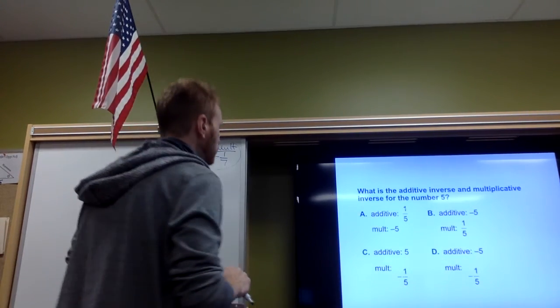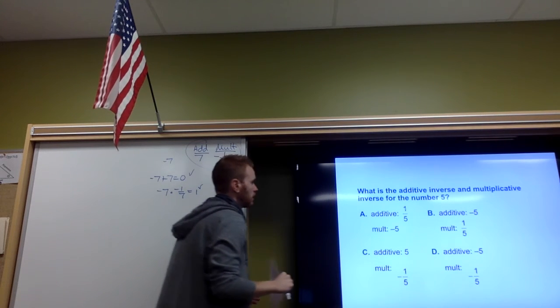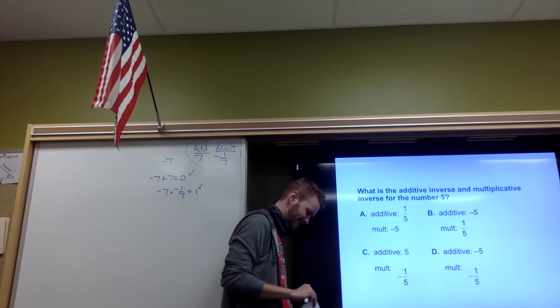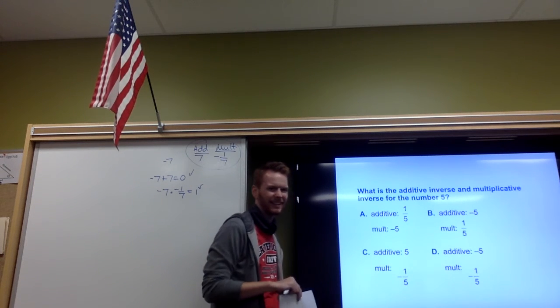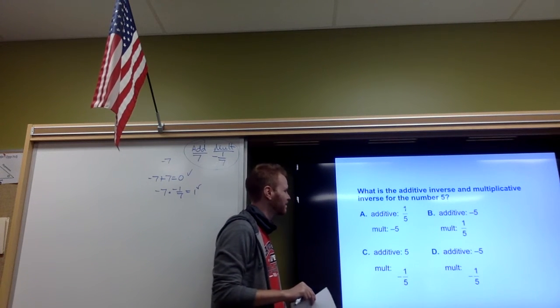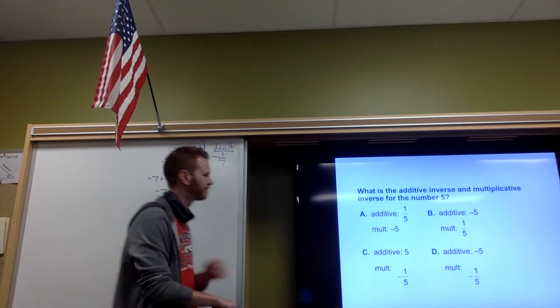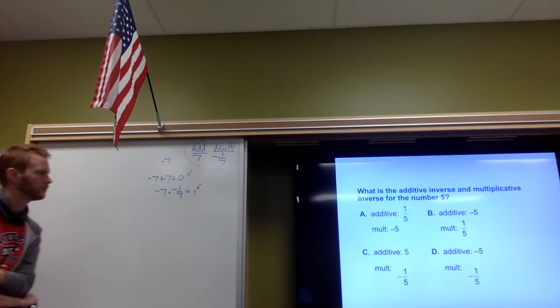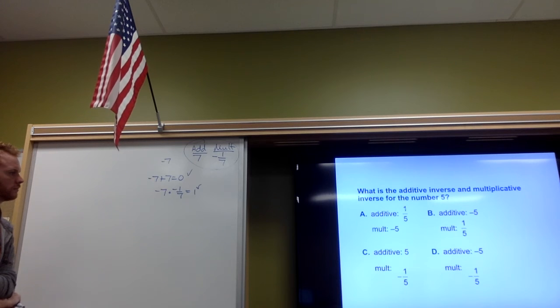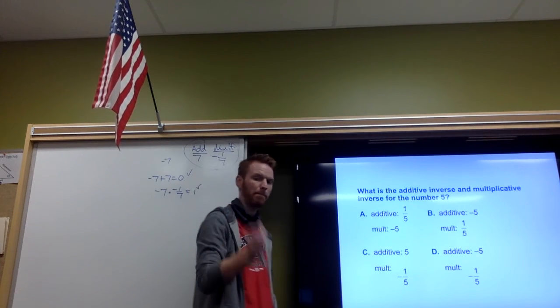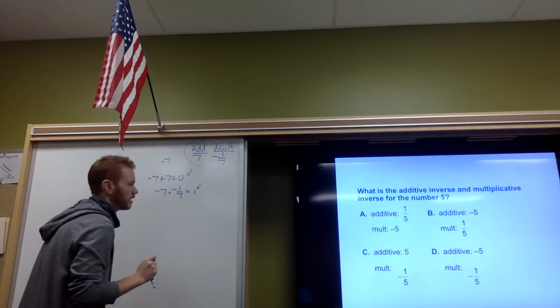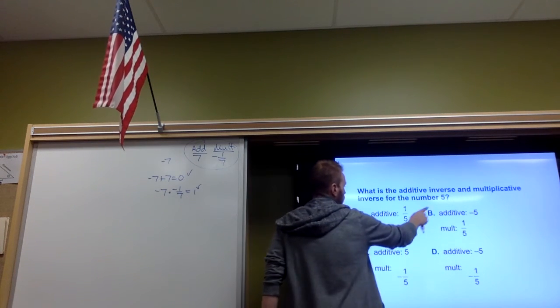All right, last one. What's the additive inverse and multiplicative inverse for number 5? It's a hard word to say. Okay, so think about it. The correct answer for this guy would be B. B is the correct answer. Okay, right here.